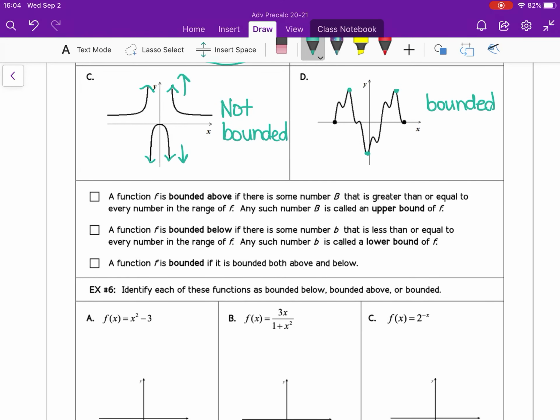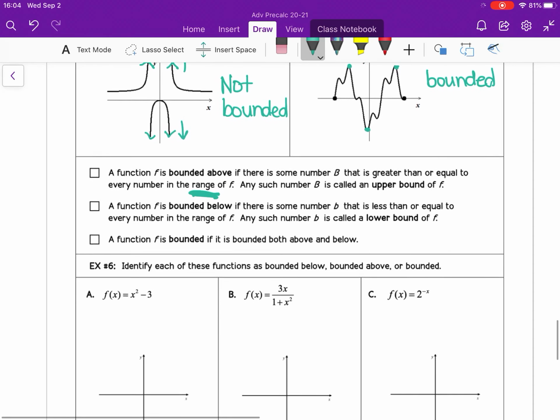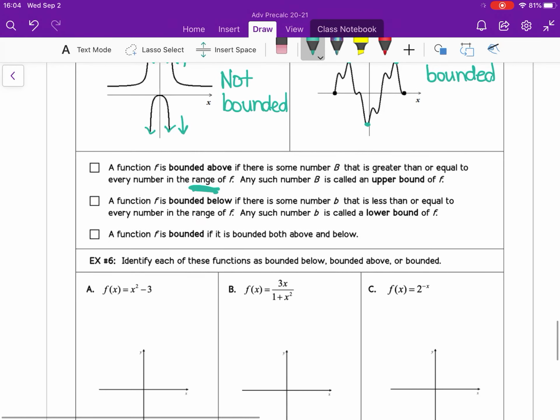So to look at the definitions here, it's bounded above if there is some number b that is greater than or equal to every number in the range. So range is your y value. That's why I kept saying up and down. Okay, this is called an upper bound. Bounded below, you have a lower bound. And it is bounded if it is both above and below.